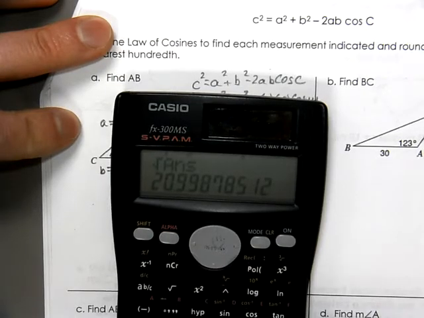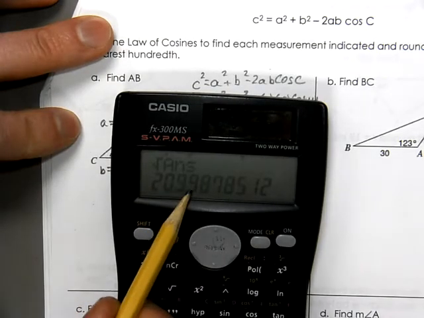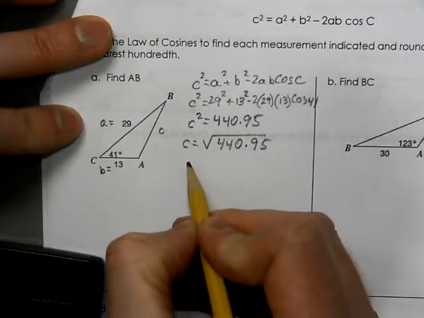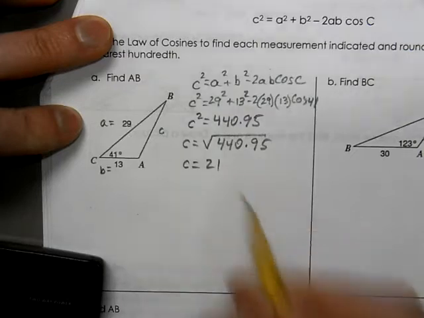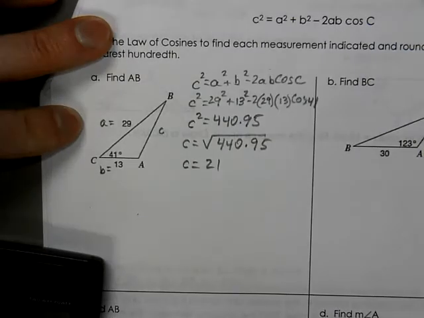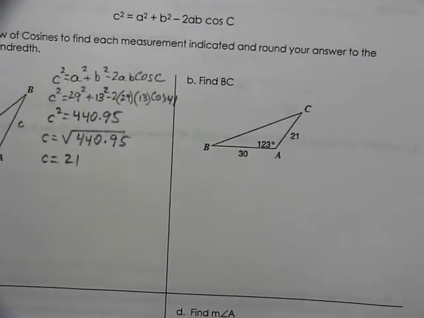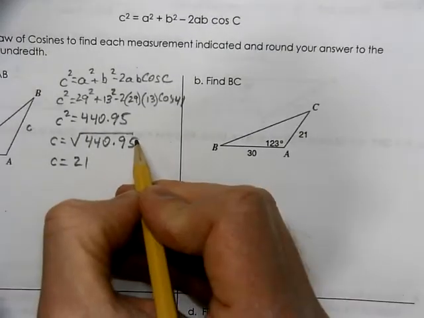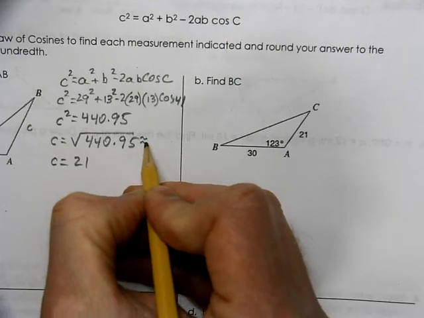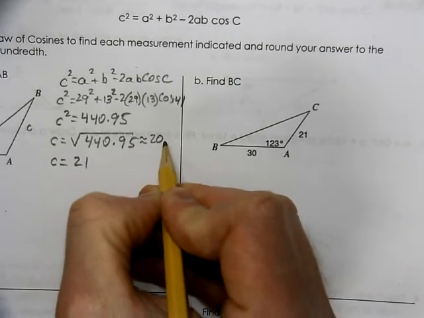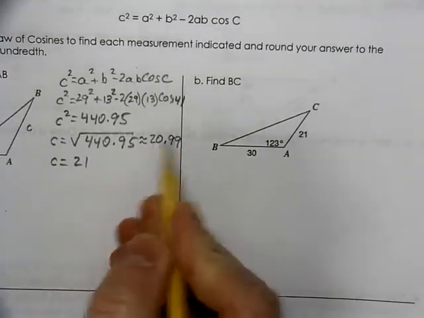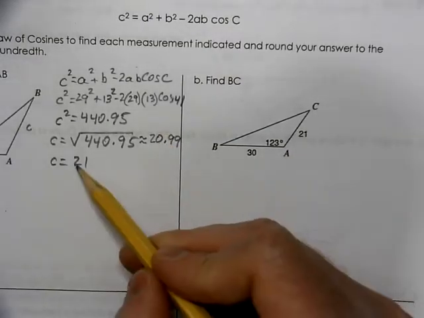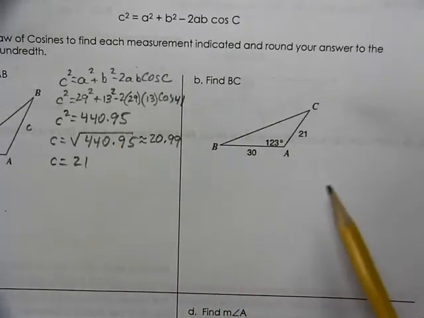So that's going to give you 20.99. If you round that up, that's going to come out to be exactly 21. Just to be sure, we're going to say that that's 20.99, but that's being rounded up to become 21. I don't want to imply that 21 squared makes that value.